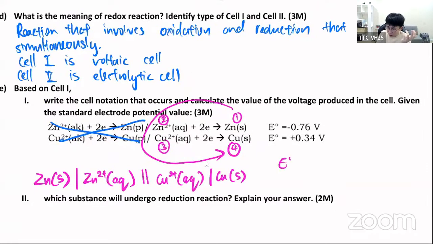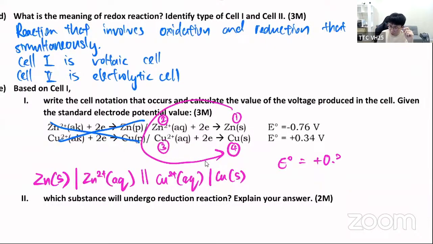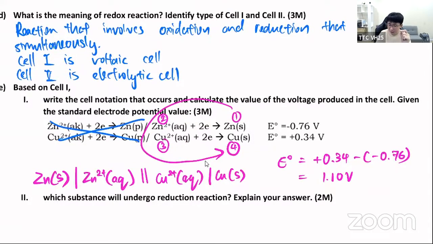And how to calculate your cell voltage is your big voltage minus small voltage. So big voltage 0.34 minus negative 0.76. So negative becomes positive. You're supposed to get 1 point something, 1.1. Okay, so you're supposed to get 1.10. Don't forget 2 decimal places, because they give you 2 decimal places. You follow 2 decimal places, 1.10 volt, and don't forget it's a positive sign. Never put a sign, you lose 1 mark.